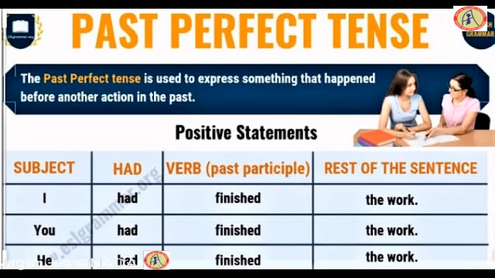The structure of that is subject plus had plus past participle form, means V3, plus the rest of the sentence, or followed with object. Examples are: I had finished the work, you had finished, he had finished the work. As subjects I, you and he are taken, similarly with she. But if you take the plural also, the form of the verb is had plus V3. So in the past perfect, we are going with subject plus had plus V3 plus object.